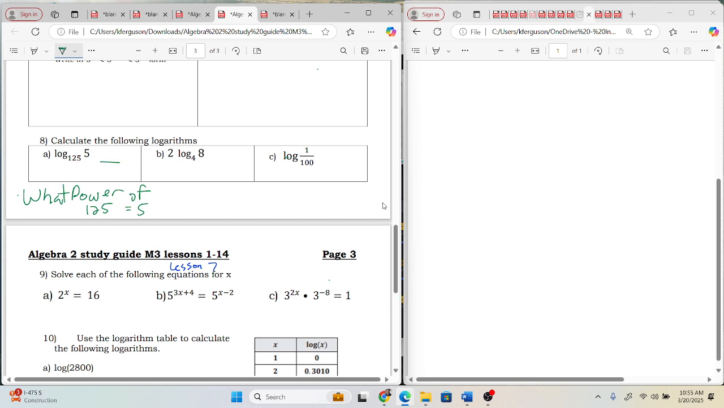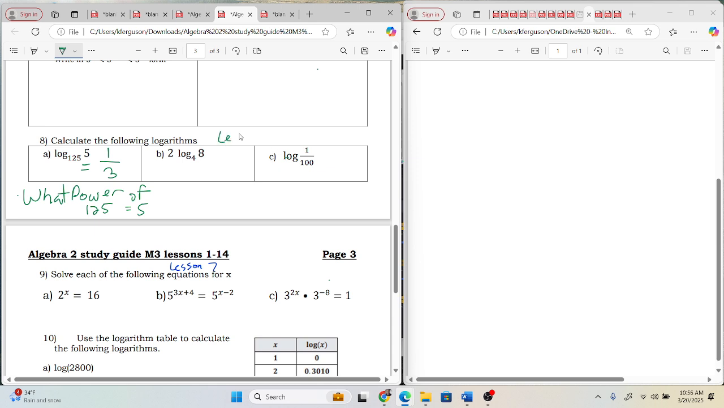So I know I got a line right here. The question is, what's on top and what's on bottom? I think about 5 to what power gives me 125? 3. That's what's going on the bottom. And then I just put a 1, because 5 to the third power is 125. The answer is 1/3. All right.